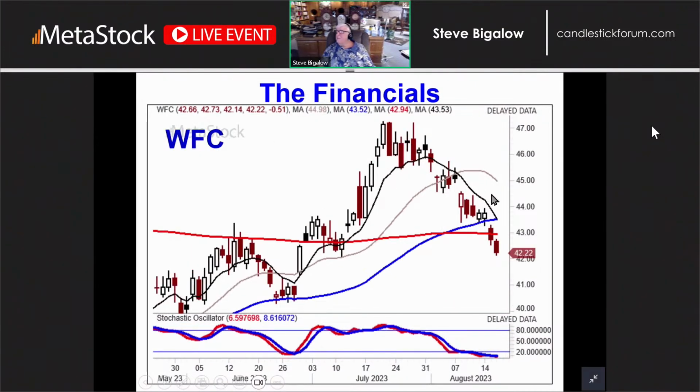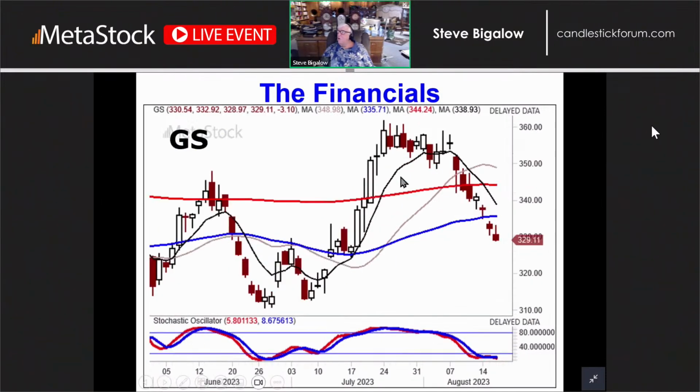Wells Fargo, what can we assume here? We're still in a downtrend. Goldman, still in a downtrend. So even if you're not trading these, at least looking at them says, oh, they're selling off the big financials. That's one of the indicators that tells us this market is not heading in a bullish mode at this point.